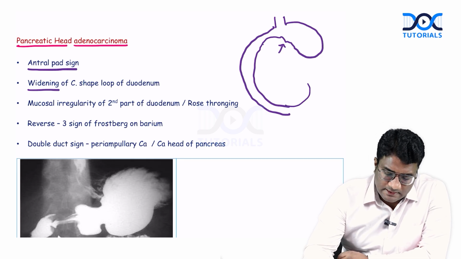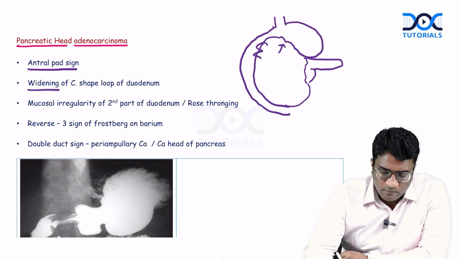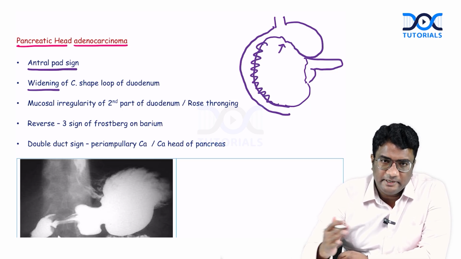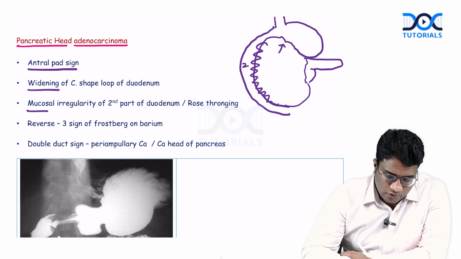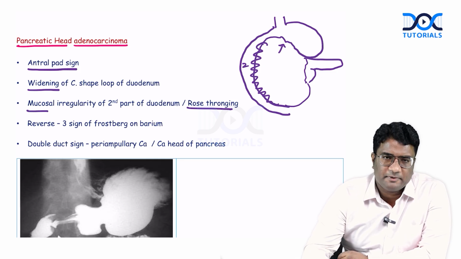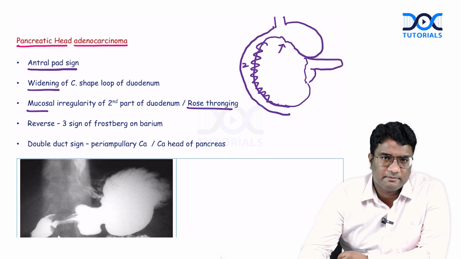And the mass is in the head, not in the body or tail. It is only in the head of the pancreas, right? This aggressive mass will produce mucosal irregularity involving which wall? The medial wall of second part of duodenum. This is called as the rose thorn appearance, or mucosal irregularity on the medial wall of the second part of duodenum.